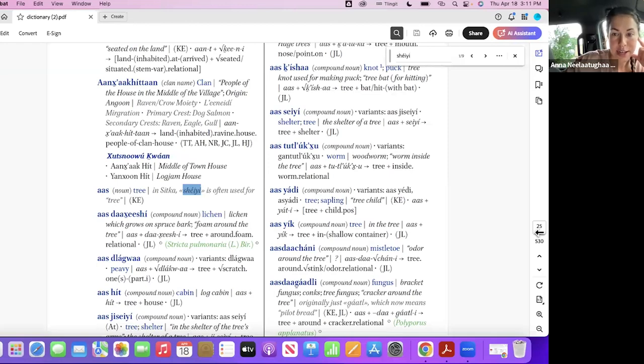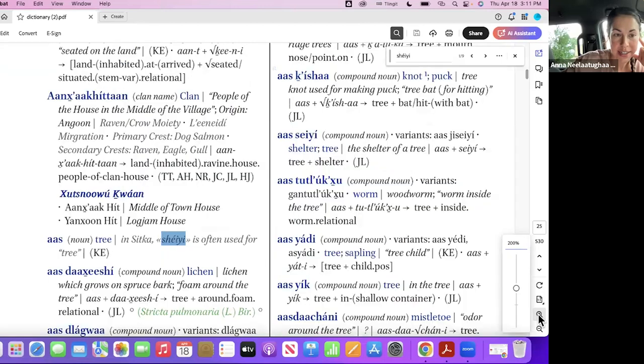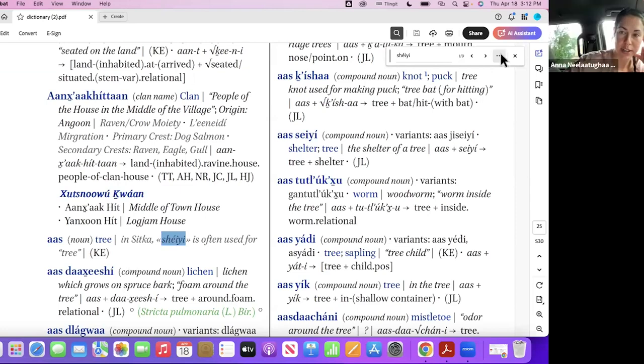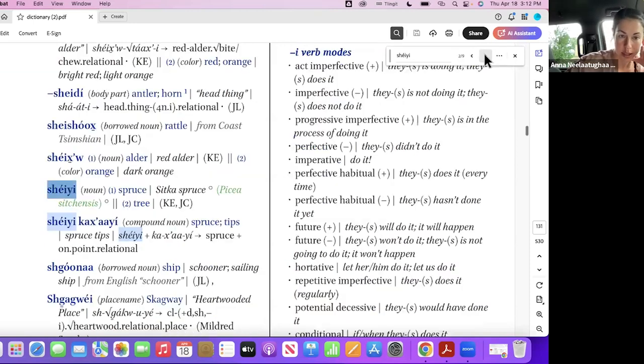Oh, look at that. Okay, so one of you said tree for your translation, and it says in Sitka, Shei is often used for tree. So that's awesome. There's the Sitka spruce as well. I wonder if that's maybe a connection there. Let's see where else we find Shei in the dictionary.